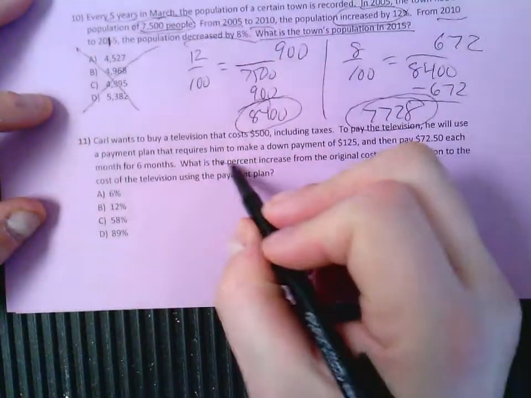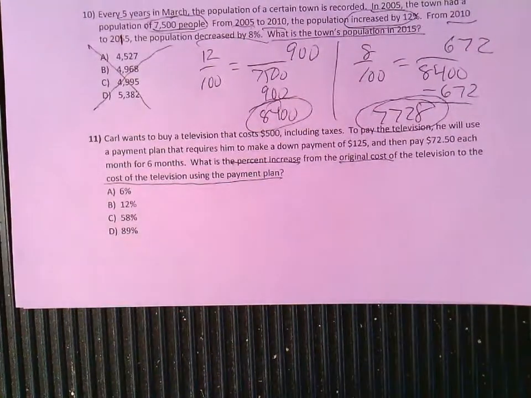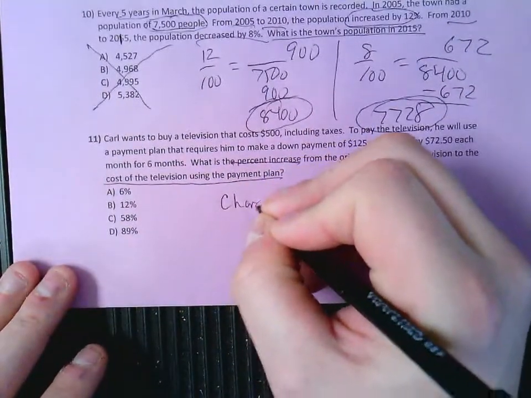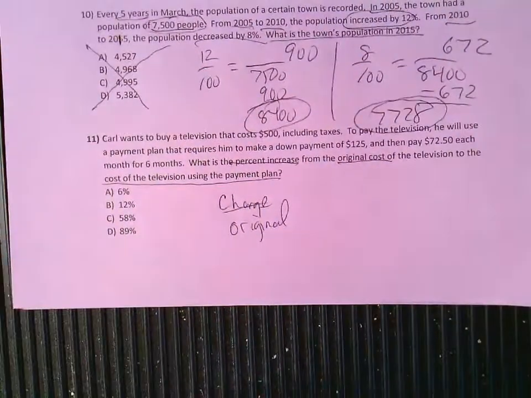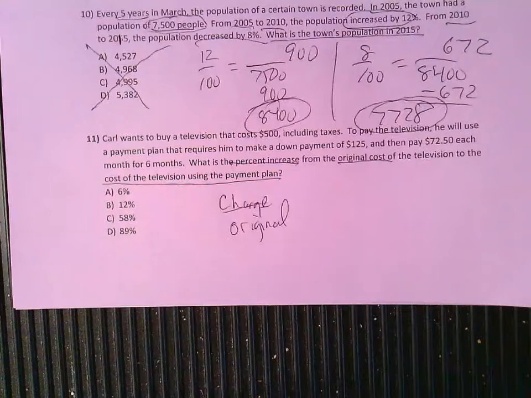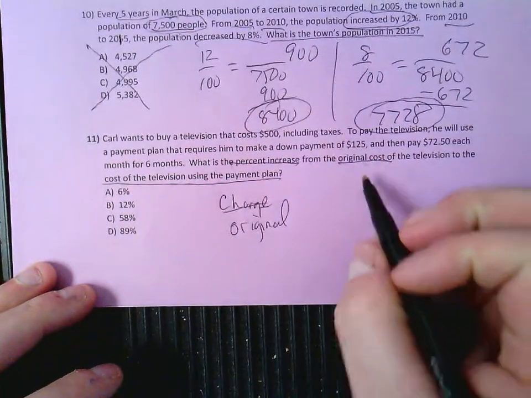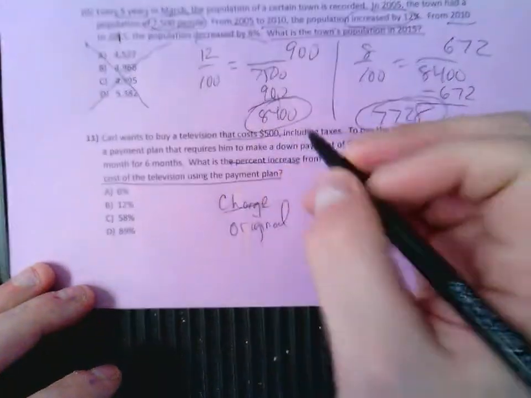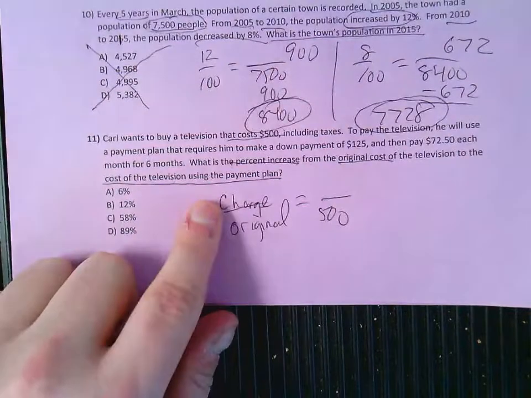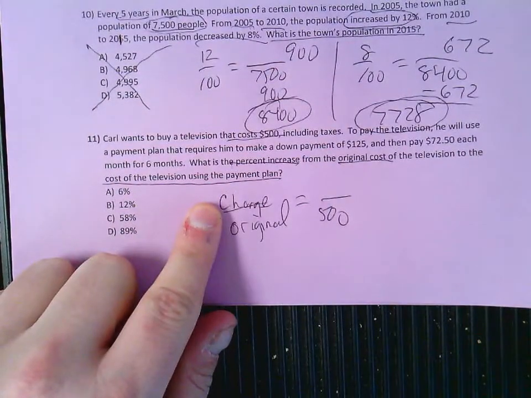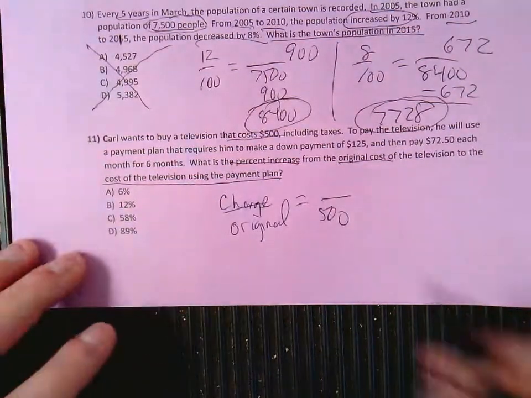Oh boy. Percent of increase from the original cost to the cost of the television using the payment plan. So ultimately, this is a change over original. And you may remember this problem. This was also in the book early on. The original cost, we know, is 500. So we've already got that piece. But what we don't know is they don't give us the change, and they didn't give us the other number that we ended up with. So we've got a little bit of additional work to do.